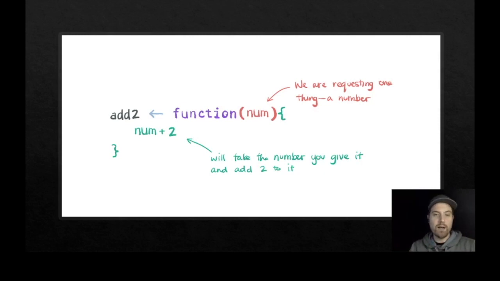So we're just saying num, and then open and close curly brackets, and then we have num plus 2. This one will take the number, whatever number we give it, it will put it in the place of num, and it will add 2 to it. So we could put any number in place of num, and it's going to put it in there. I'm going to show that one too in just a moment.